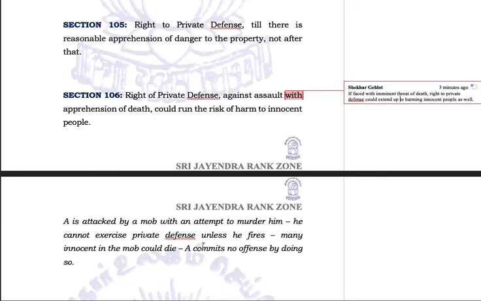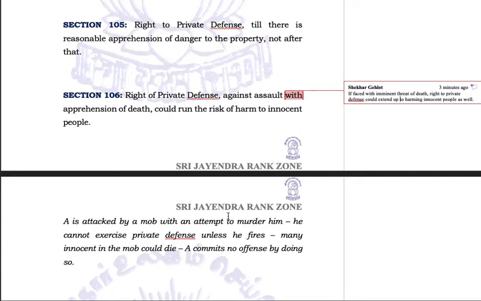30 people are knocking at the door. What would A do? If A opens the door, the mob is going to kill him definitely. He has a genuine apprehension. The mob is saying, we'll not leave you alone, we'll not leave you today. Then he has a revolver with him. He cannot escape death without shooting. So he shoots.